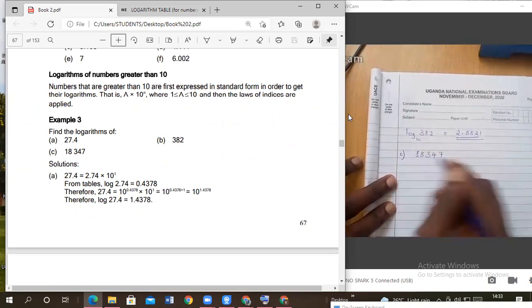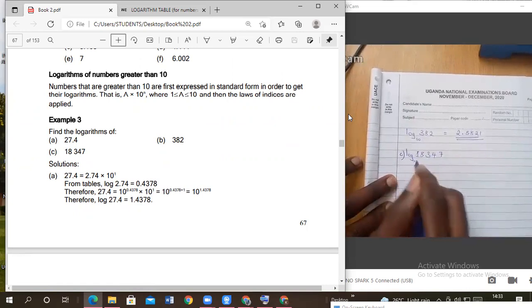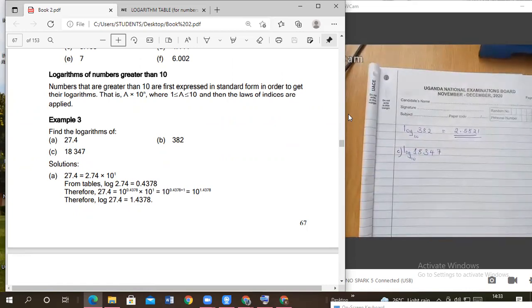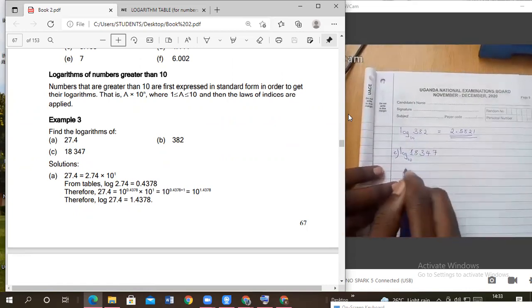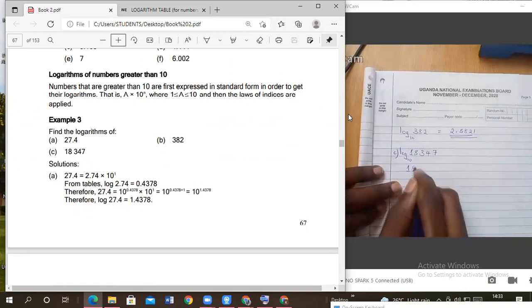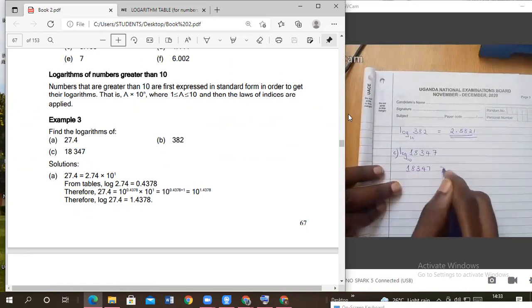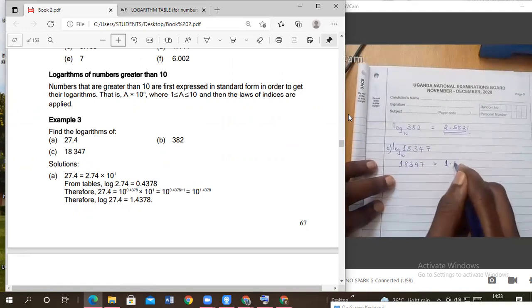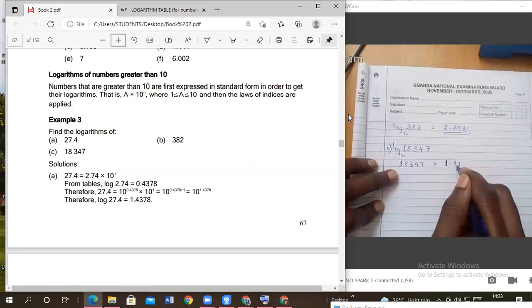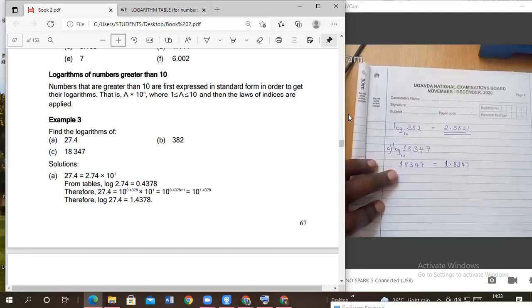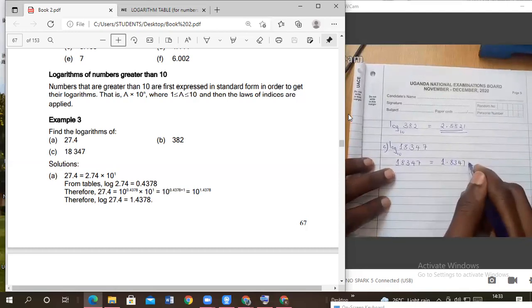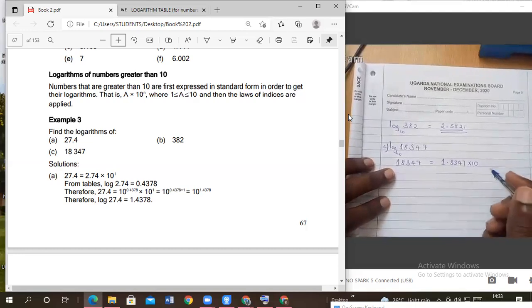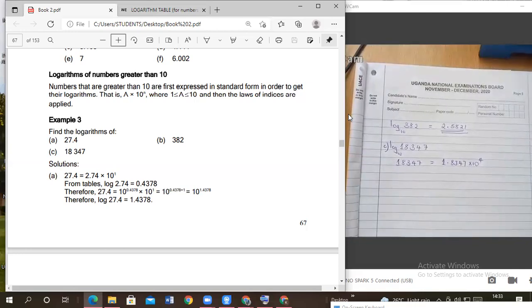Log of 18,347. We said we are going to first express this one in standard form. 18,347 in standard form is the same as 1.8347 times 10 to the power what? 4. You write everything like that, okay?